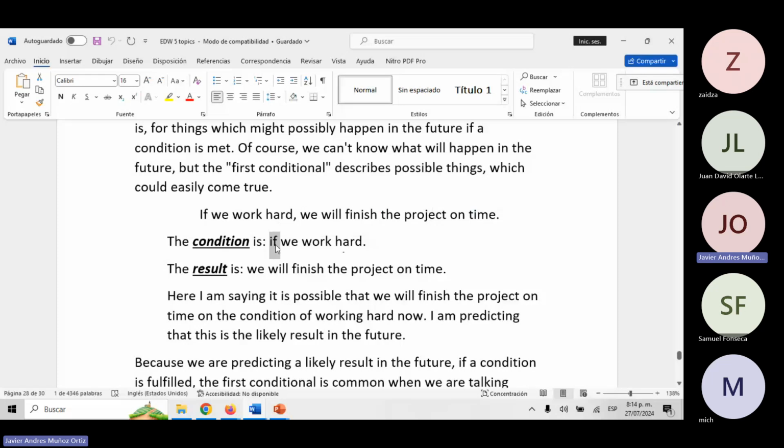See, so we use the condition with the word if, and this is the example. If we work hard, this is the condition. Maybe it can happen. So when this happens, no, this doesn't mean that it's going to happen. But if we have this condition, the result is going to be highly predictable. We are not going to have 100% success predicting the future, but we are going to have a result that's going to be very similar to what we think. So the result is we will finish the project on time.